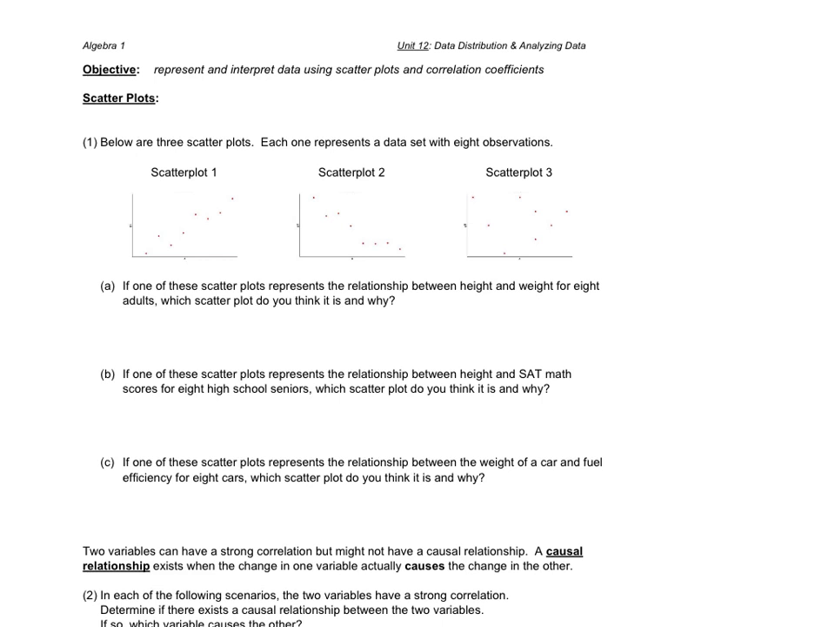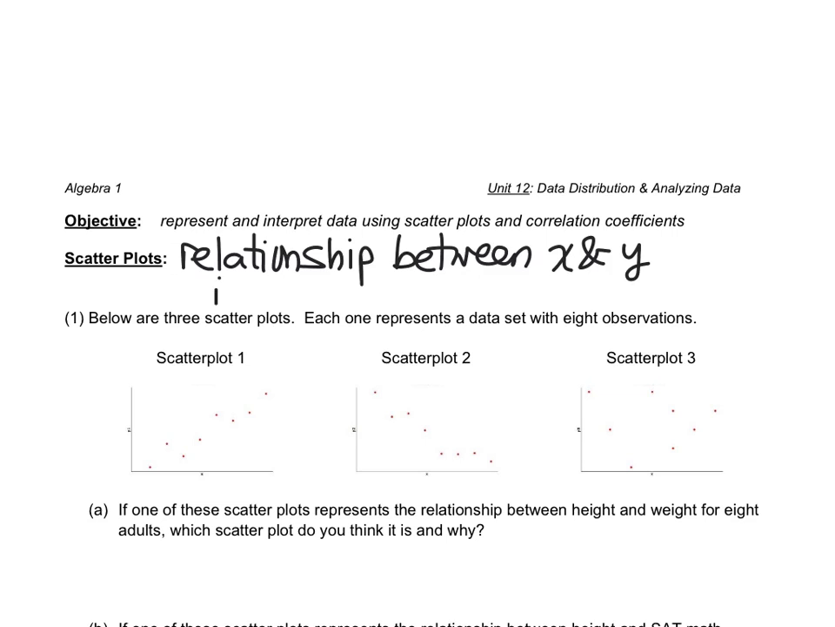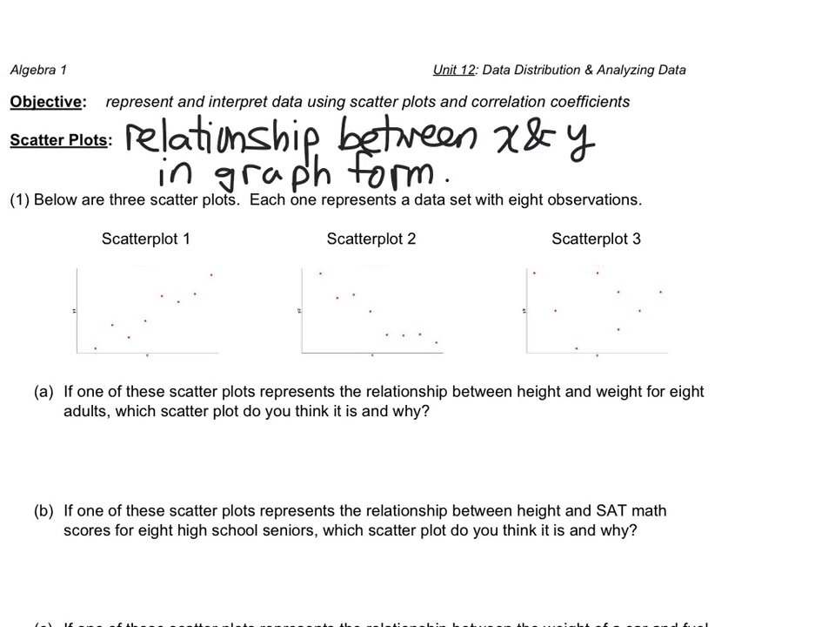Yeah, I mean you can make a case for a lot of these possibilities. So just to kind of reconcile all this, a scatter plot, just by definition, is the relationship between x and y in graphical form. Or I'll just say graph form. All right. So basically ordered pairs.